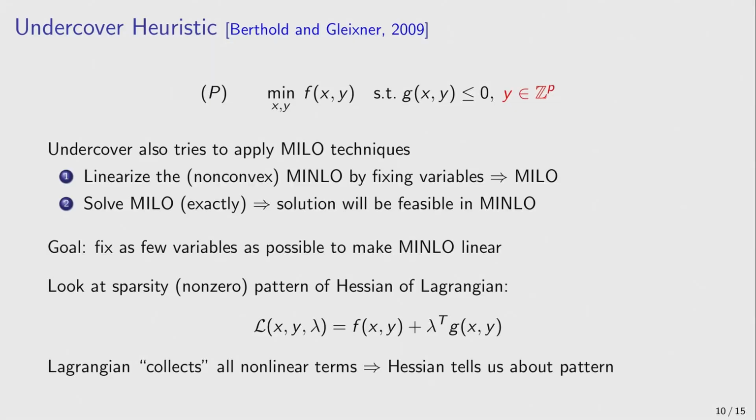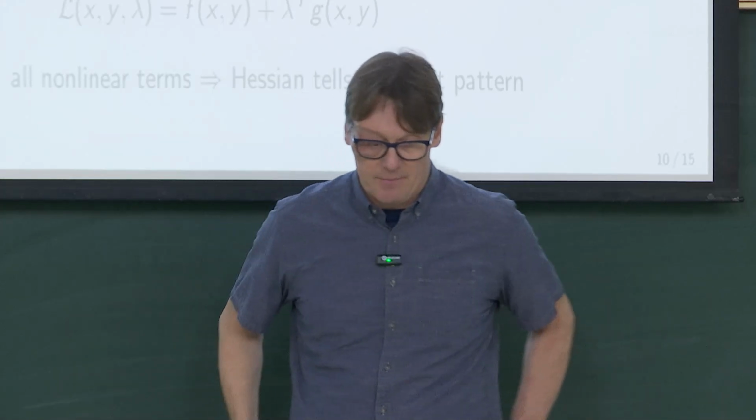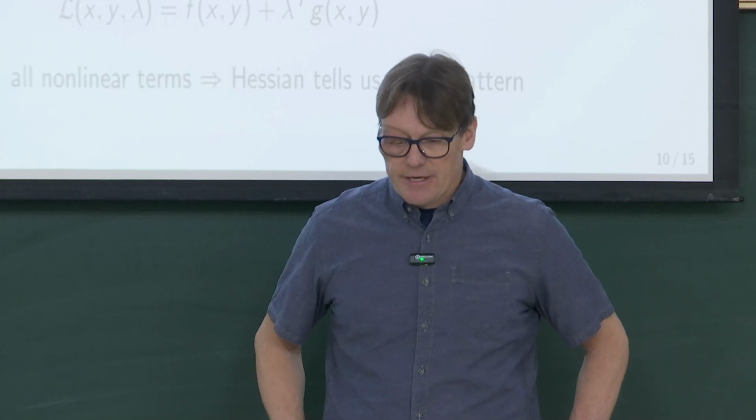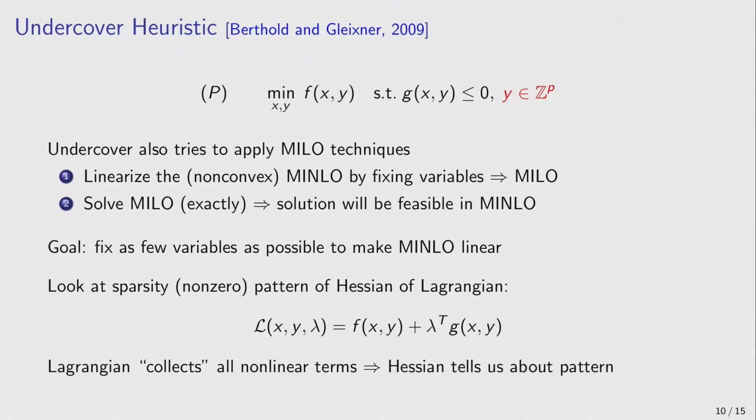And so the goal is then, but we want to fix as few variables as possible, because each time we fix a variable, we incur a cost. We make the objective potentially worse because we're no longer optimizing over this variable. And so what they do is they look at the sparsity, the non-zero pattern of the Hessian of the Lagrangian. So the Lagrangian function for our mixed integer nonlinear optimization problem is just the linear combination of the objective and the constraints weighted with these Lagrange multipliers lambda, which are non-negative.